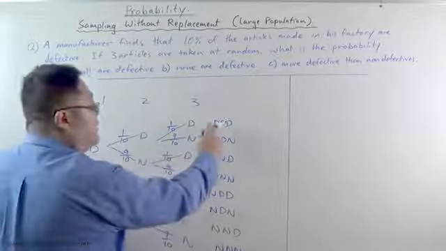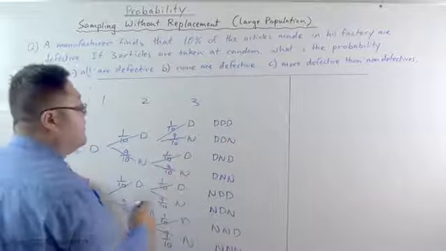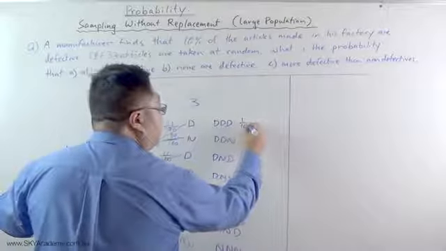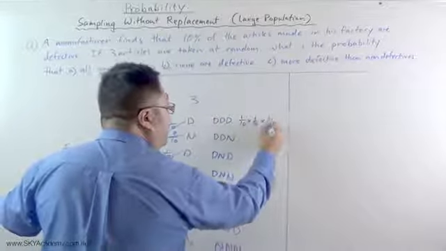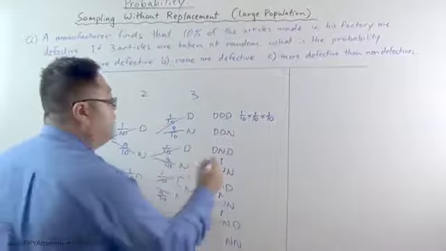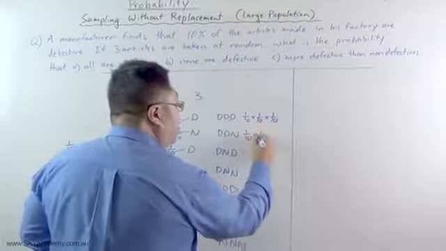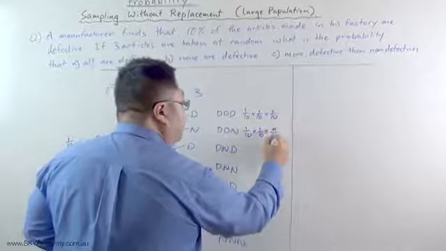So the probability of DDD, defective, defective, defective, will be 1 out of 10 times 1 out of 10 times 1 out of 10. The probability of DDN would be 1 out of 10 times 1 out of 10 times 9 out of 10.